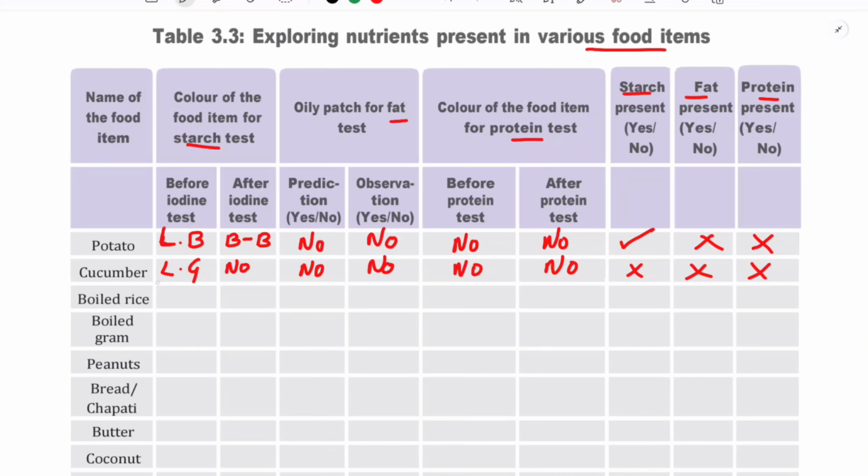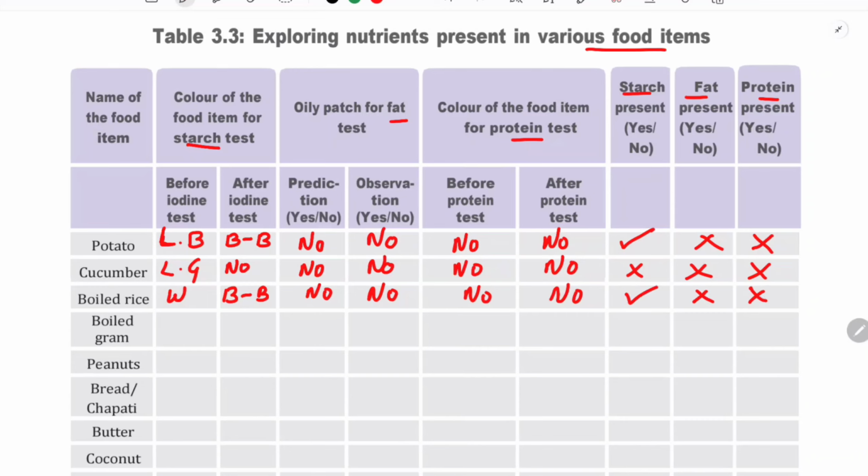Next, let us see about boiled rice. What is the color of the boiled rice? White, isn't it? So I'll simply write W here. After the iodine test, yes, the starch is present there, so blue black color. Starch is present. And what about fat? Is there fat present in the rice? No, so I'll write no here. Both columns will be no, and protein also no. There is no presence of protein in boiled rice. So we'll tick mark only the starch one, and the rest we can cross.